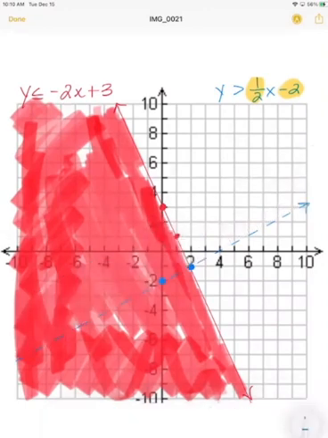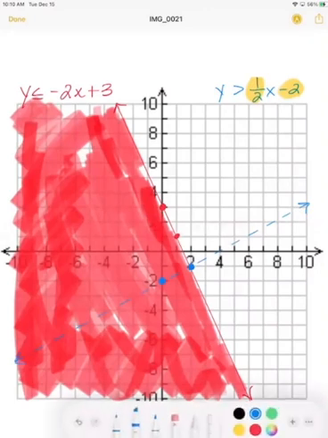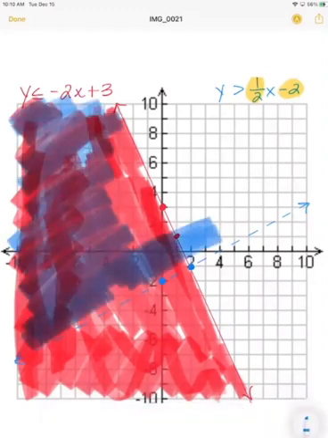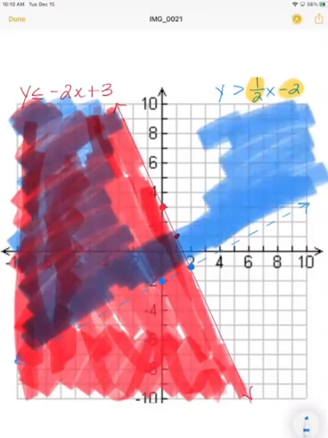All right. And I have to shade above the line because it's greater than. So I'm going to shade above the blue line. That means some of this that was red also has to get shaded in.